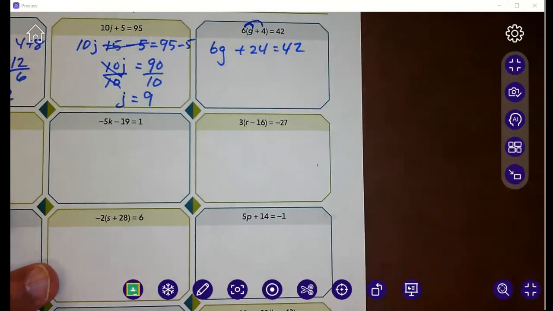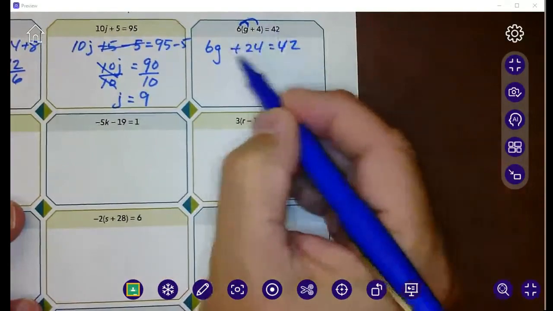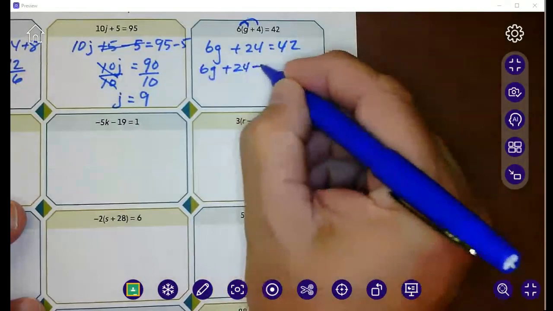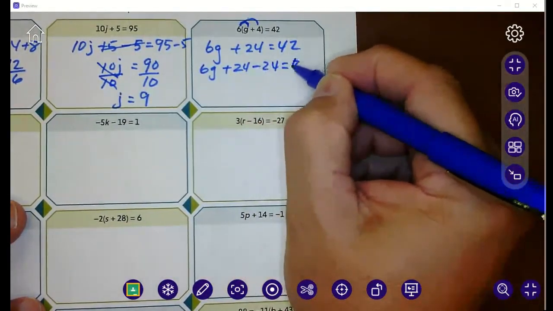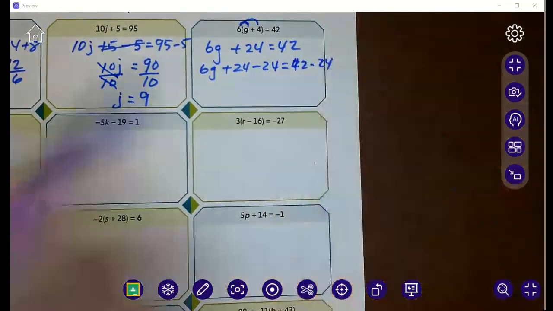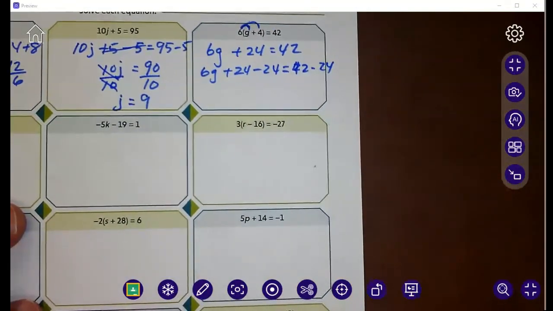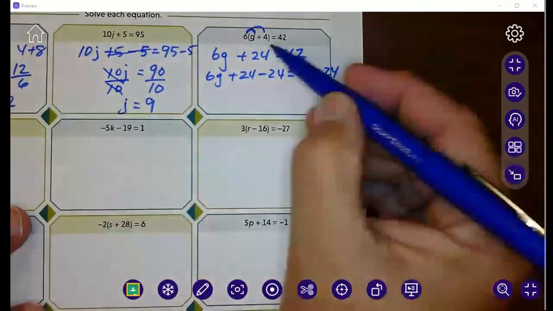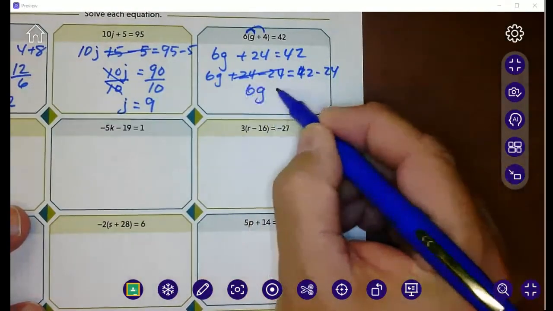Okay, good. We're going to subtract 24 because we're adding 24. We need to undo that. So 6G plus 24 minus 24. Whatever we do on the left, we must immediately do on the right. We subtract 24 because if we take positive 24 and negative 24 and put those together, they become 0. They cancel each other out. And so this disappears and we're left with 6G.